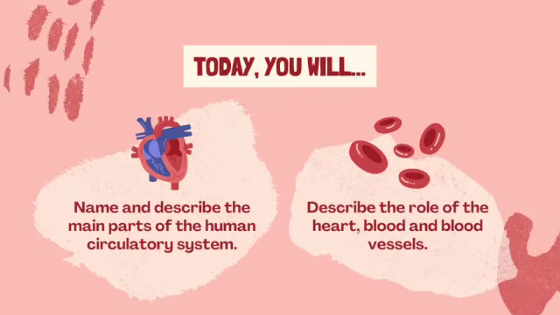In this lesson, we will name and describe the main parts of the human circulatory system. We will also describe the role of the heart, blood, and blood vessels.